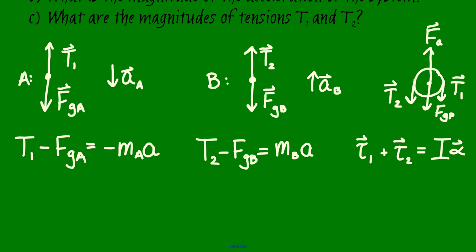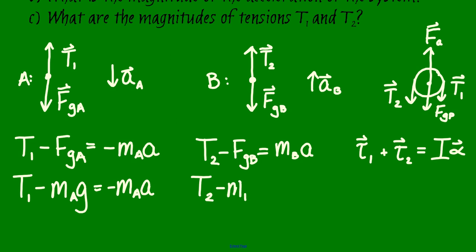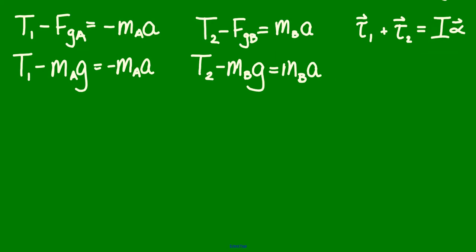So plugging in some other variables I know, working with my first equation, I have T1, and I know that I can calculate the gravitational force by doing mass times gravitational acceleration. Likewise, in my equation for block B. And then working with my torque equation, I'll focus on those directions and writing out the net torque. I think I'll need a little more room, so I'll do that down here.